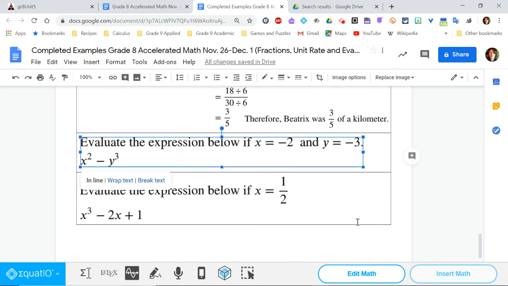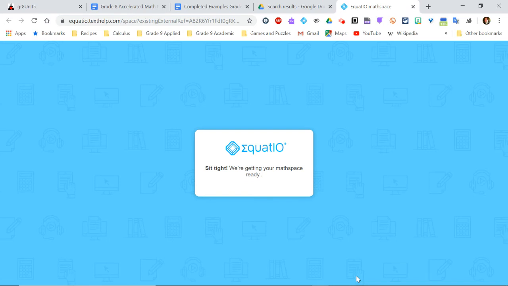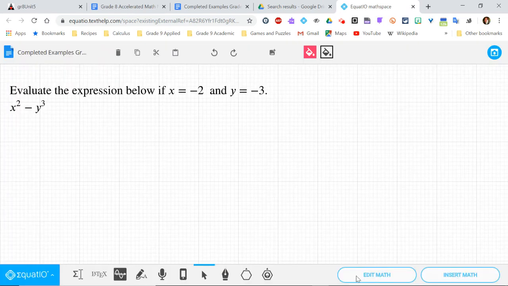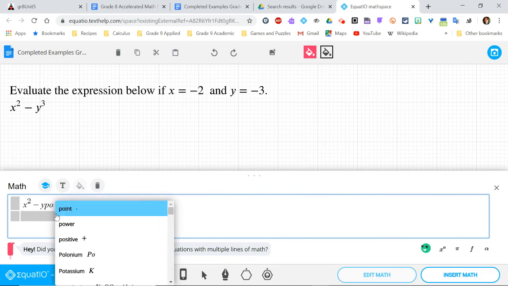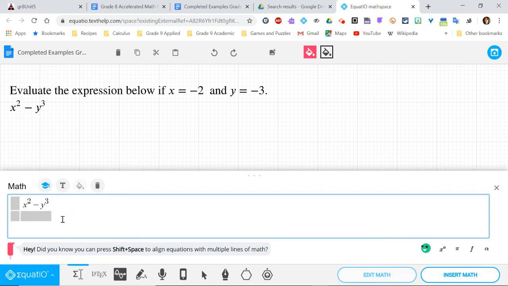So evaluate the expression below. If x equals -2 and y equals -3. So I'm going to go to my equation editor. I'm actually going to do the same thing, Shift Enter, Shift Space. And I'm going to start by writing the original question, x squared minus y to the power of 3. Then I'm going to put equals.